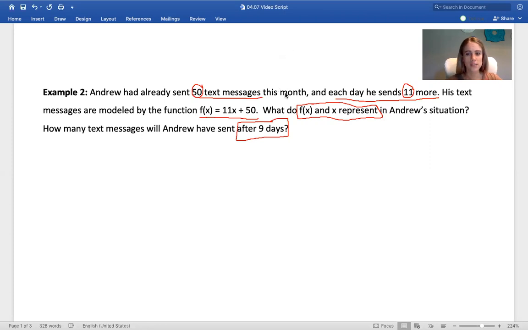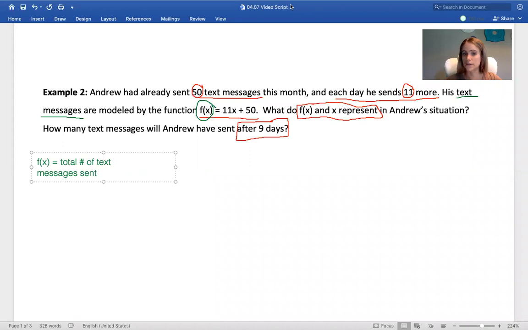All right, f of x. Well, I'm going to look for those keywords before my equation because f of x is what is equal to everything. So it says his text messages are modeled by this. So f of x, this equation, this function, represents his text messages. So f of x equals the total number of text messages sent.